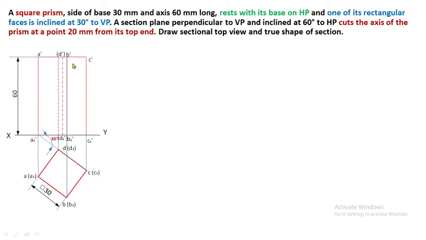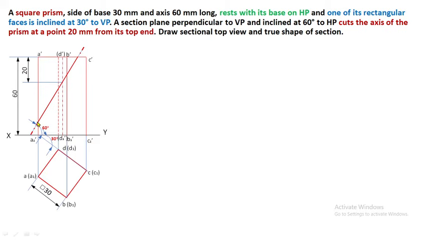Now cut the section plane with an inclination of 60°, cutting the axis of the prism at a point 20 mm from its top end. From the top, measure 20 mm on the axis and fix a point. The 60° inclination line must travel through this point. Convert this section plane into thick lines. See the representation of the section plane: at both ends it has a dot and a small dash. This is the representation of the section plane.